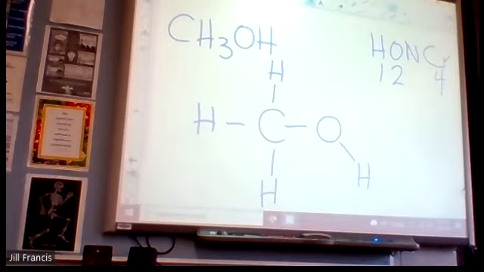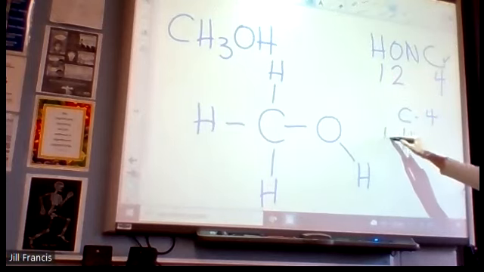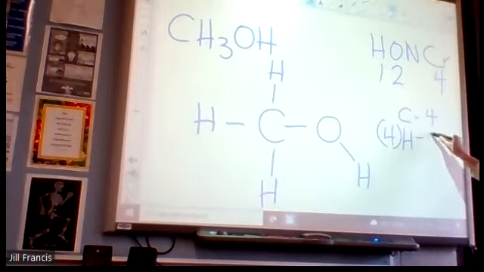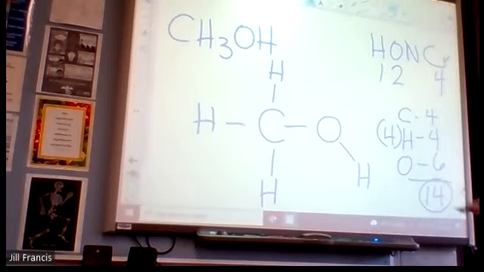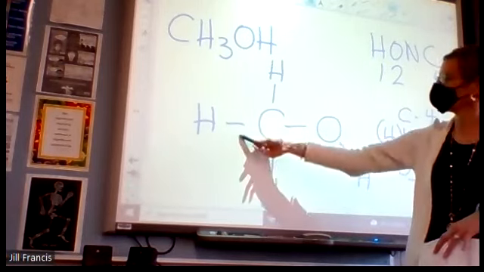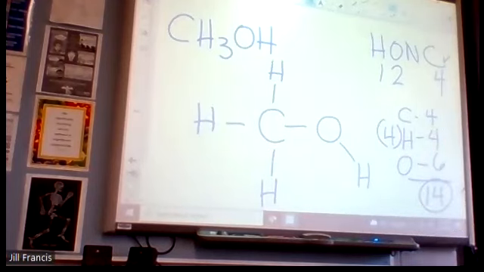Now we have to add up our valence electrons. Carbon again has 4. There's a total of 4 hydrogens, so I'm just going to put times 4 here. That would give us 4 more. And then oxygen has 6. So that gives us 14. If we count, we've got 2, 4, 6, 8, 10. We've only got 10 electrons there, so we don't have enough electrons yet.